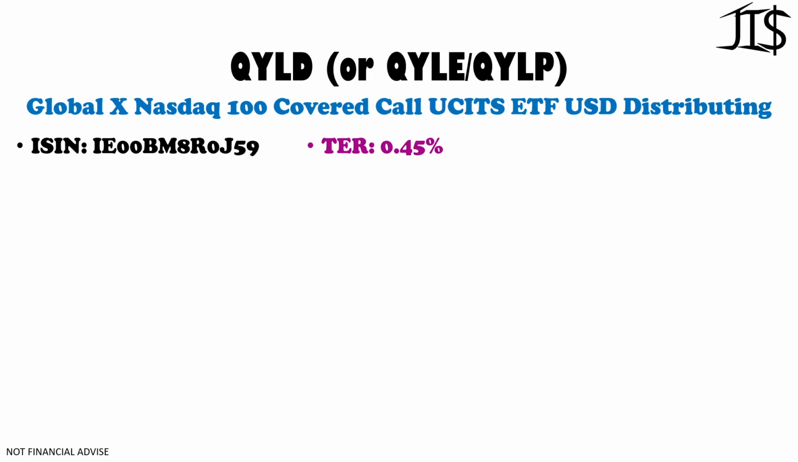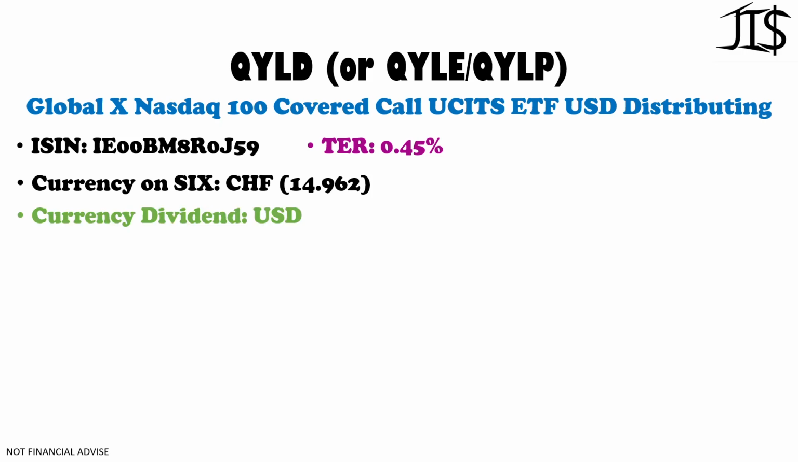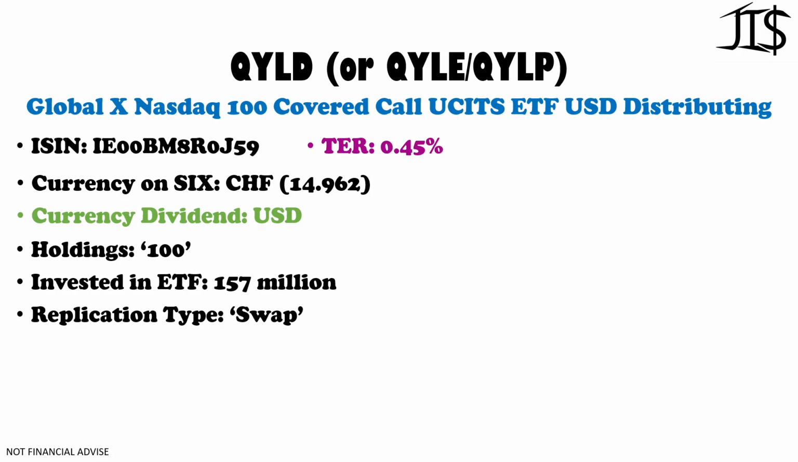And then we have the QYLD, that's the covered call from the Nasdaq 100. Also, total expense ratio of 0.45%. Momentarily, it's almost 15 Swiss francs on the SIX stock exchange. The currency of the dividend, of course, in US dollar. And just the same as for the XYLF one, it's a synthetic swap ETF.